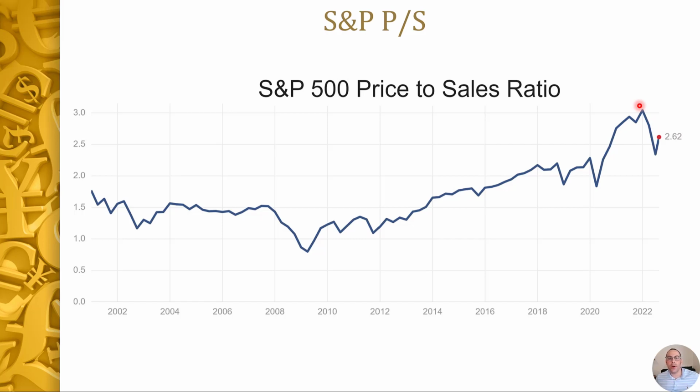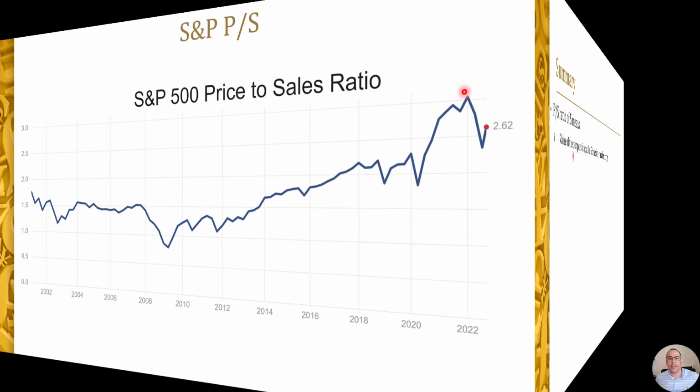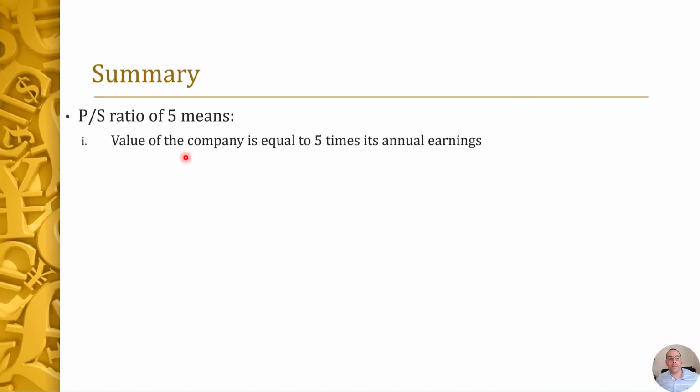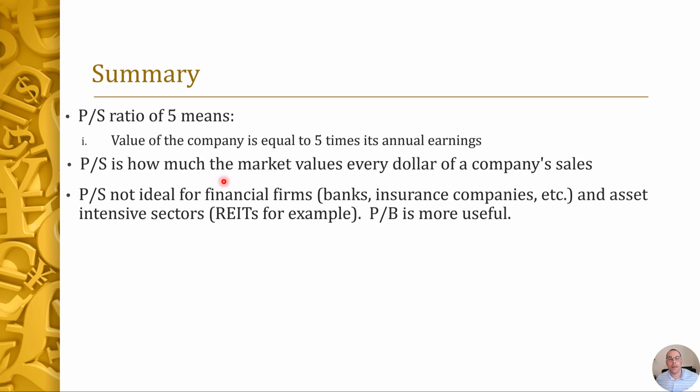But of course there's more to look at than just the price to sales. So to summarize, when you see a price to sales of 5, that means the value of the company is equal to 5 times its annual sales. But price to sales is not ideal for every company. I wouldn't use it for a bank or insurance company. I'd use price to book.